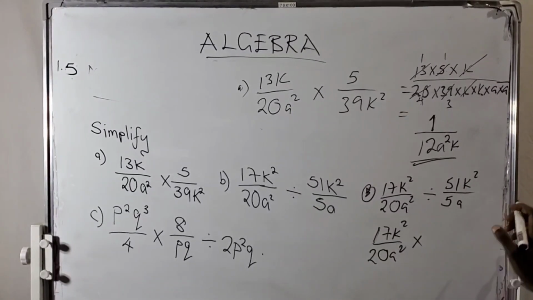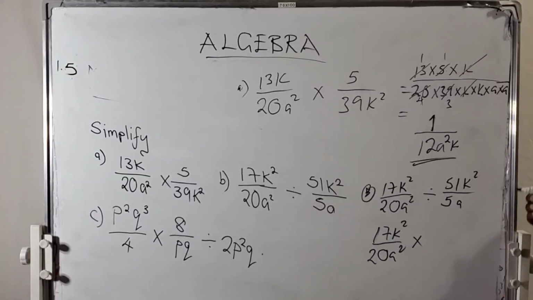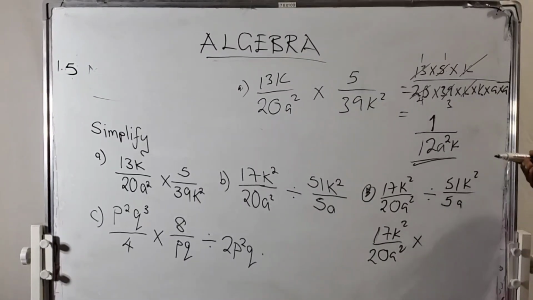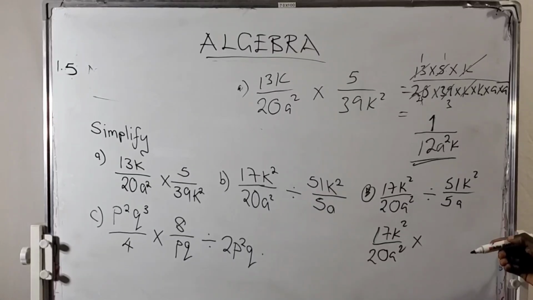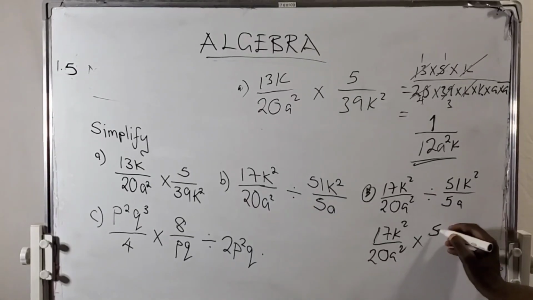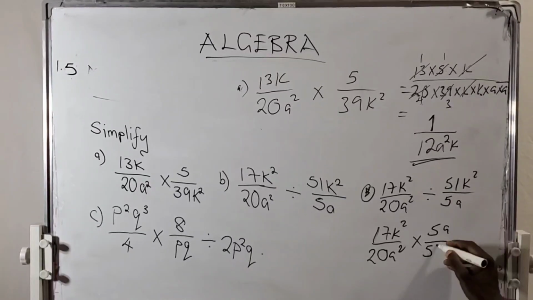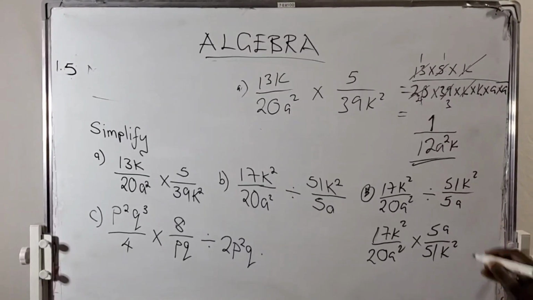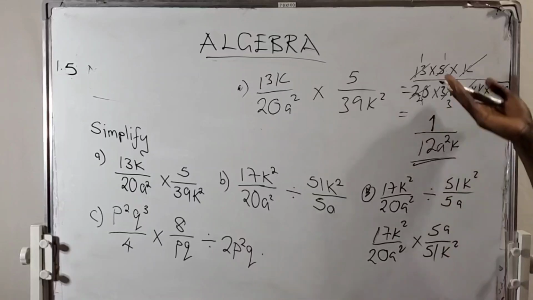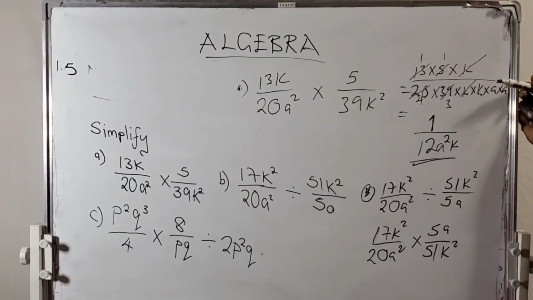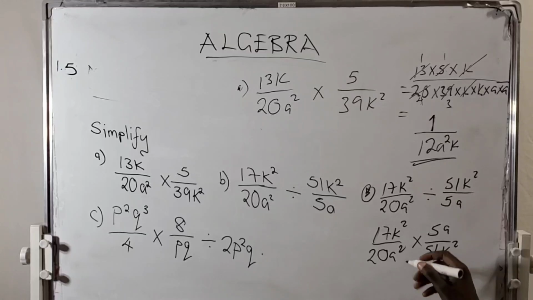Yes. Then this side we reciprocate. Reciprocation means the denominator becomes the numerator and the numerator becomes the denominator. Exactly. So the 5a will be the numerator and 51k squared will be the denominator. Then we can do like we've done with the first question. Yes. Okay, we just multiply direct.